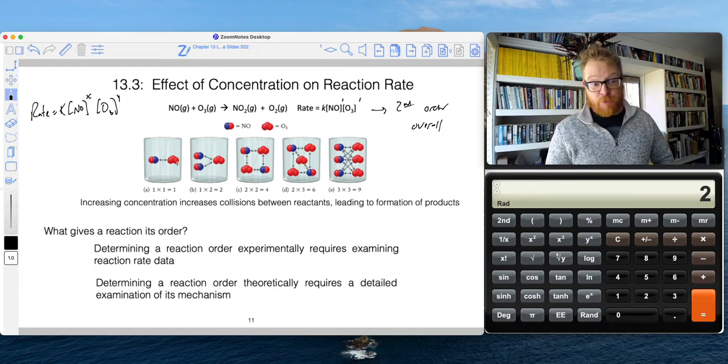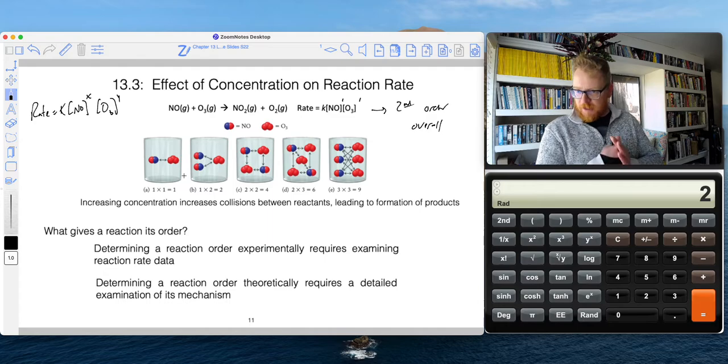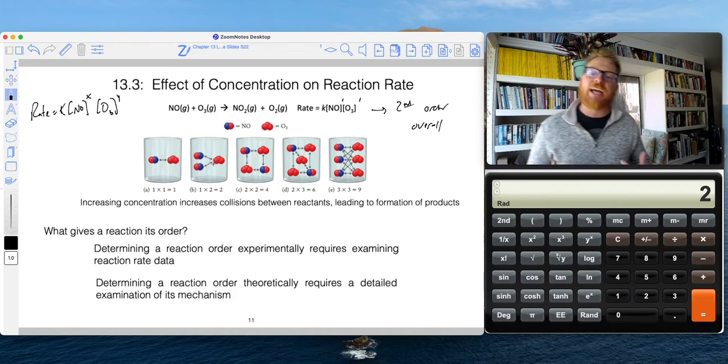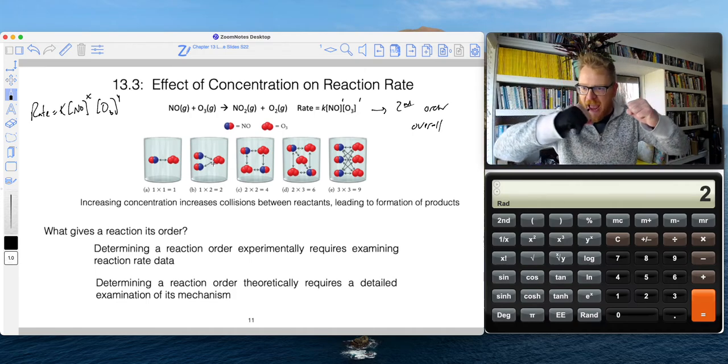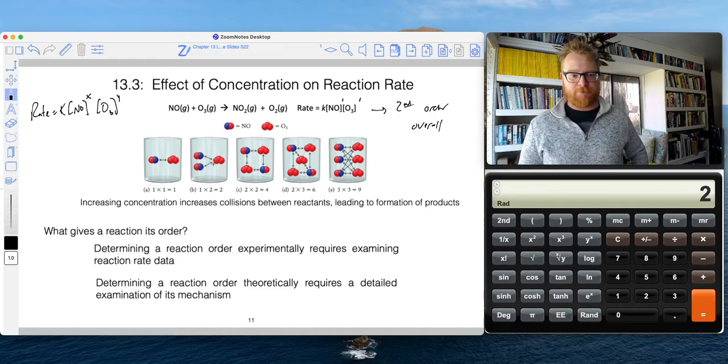Well, if you think about it, if we look at the collisions, okay, if I have one single NO and one single O3 and they collide, that's 1 and 1 equals 1 collision. But now what if I have two NOs and one O3? Well, I could possibly get 2 collisions out of that, right? One of these NOs could collide with an ozone, but another NO could collide with an ozone. And we should recognize at this point that in order for a reaction to happen, the molecules actually have to come into contact with each other.